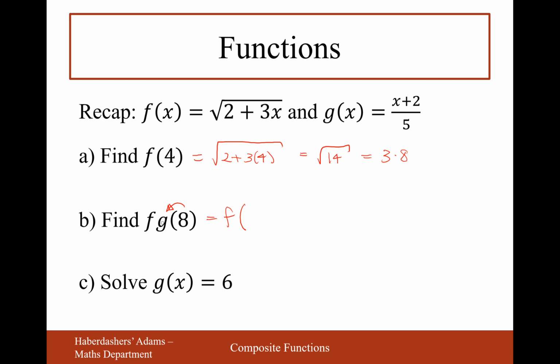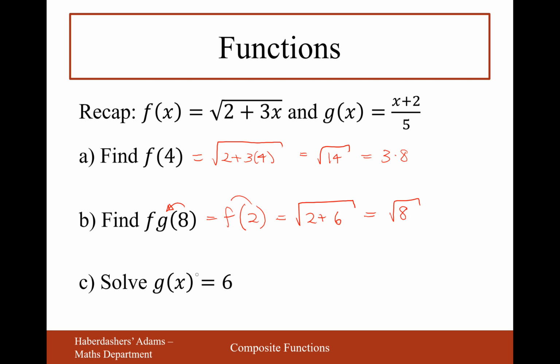fg of 8, we put 8 into the g function first, leaving the f alone at the start. So put 8 into g, we get 8 plus 2 is 10, 10 divided by 5 is 2. And then we put 2 into the f function, so it's going to be the square root of 2 plus 3 times 2 is 6, so square root of 8, and whatever that is.